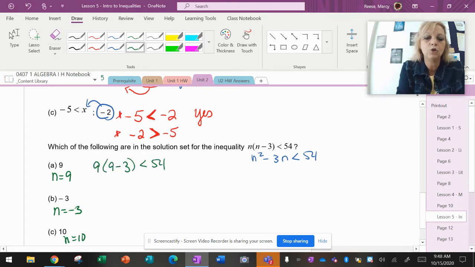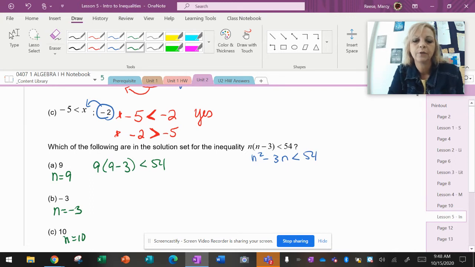Okay? Do your math. Go. Try that. Let me know if these are yeses or nos. Is that a number in the solution set? Does it satisfy that inequality? That's what you got to ask yourself. Okay? Do the math.